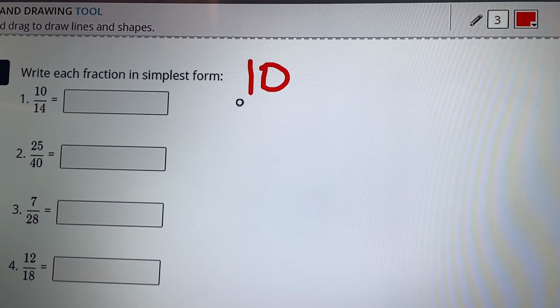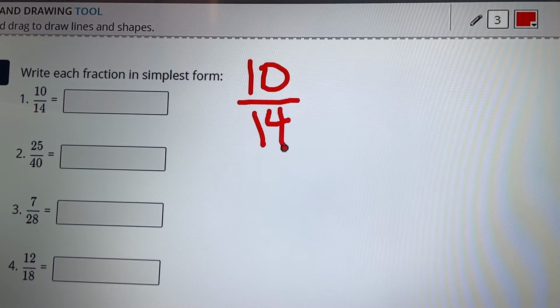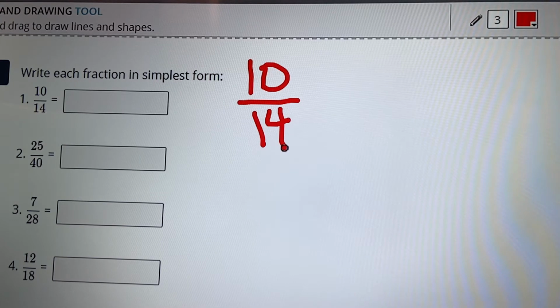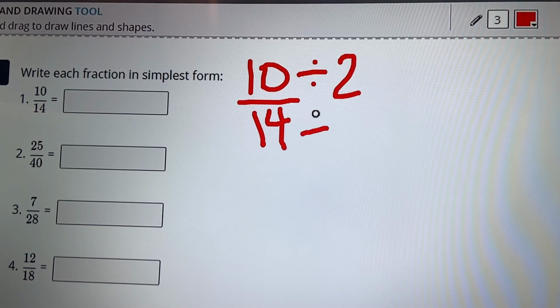I'm looking for something that 10 and 14 have in common when I think about multiplication facts. What do 10 and 14 have in common? They're both even, so I can divide them both by 2. Sometimes if I can divide a number by 2, I might can divide it by 4. So can I divide 10 and 14 by 4? And I cannot. There's nothing that 4 times anything will give me 10, and there's nothing 4 times anything that will give me 14. So looks like 2 is going to be the number I'm going to simplify by.